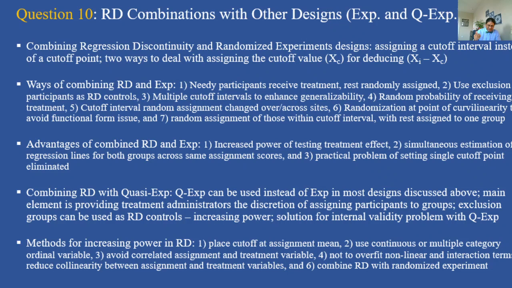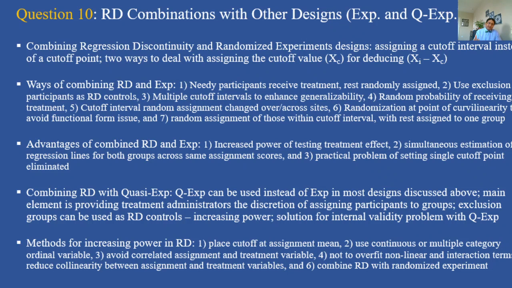Sixth is a randomization interval can be placed at the suspected point of curvilinearity to minimize misspecification of the functional form that we discussed earlier. So that can be done if the specific point is determined. And the seventh type is those within the cutoff interval could be randomly assigned and all others assigned to one condition. So only that particular random assignment within the cutoff interval, rest assigned to one condition.